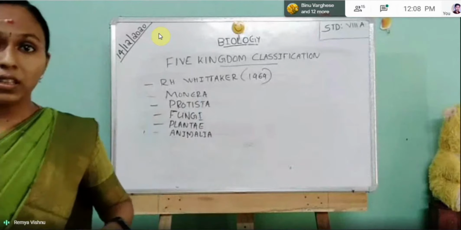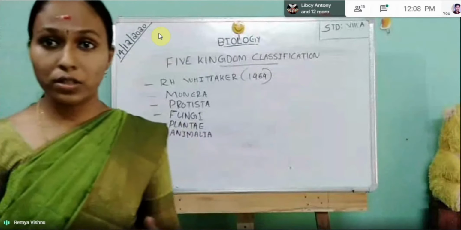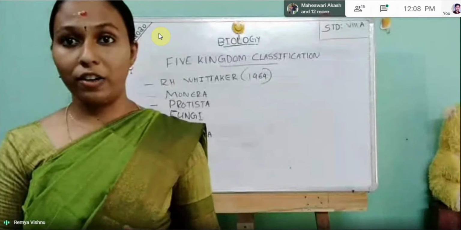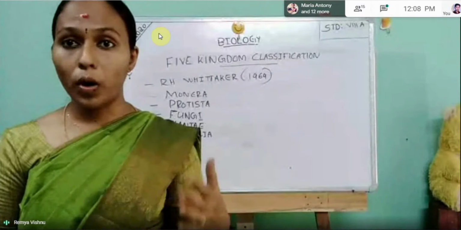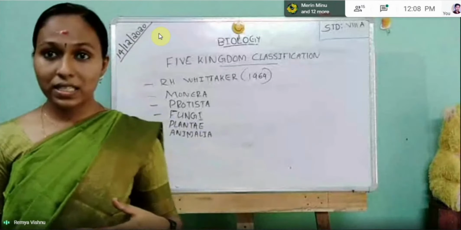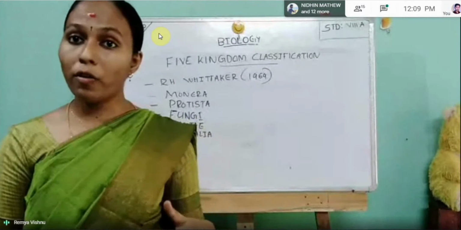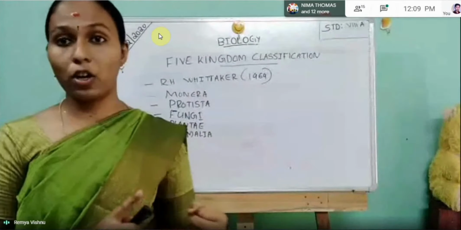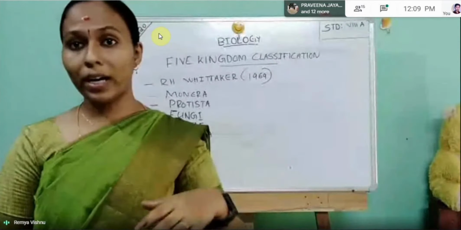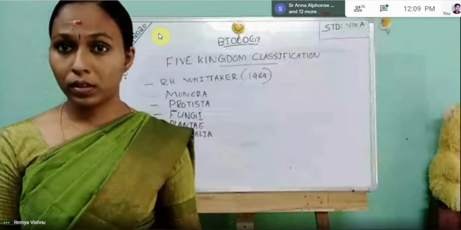R.H. Whittaker used some criteria to classify organisms. The major criteria used by Whittaker are cell type, that is whether it is prokaryote or eukaryote, and the next criteria is body organization, that is whether it is unicellular or multicellular. The next criteria is mode of reproduction, and another one is mode of nutrition, and phylogeny, ecological relationship. These are the criteria used by Whittaker to classify organisms. Are you clear about this topic? Yes. Okay, very good.